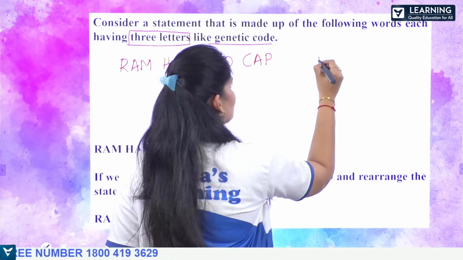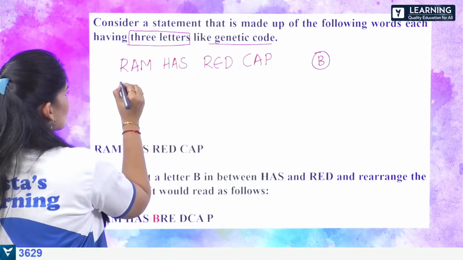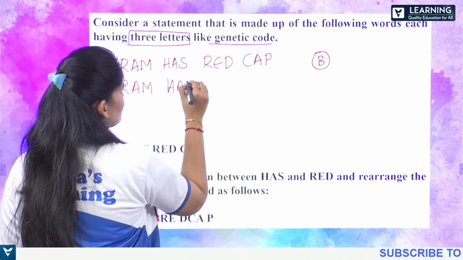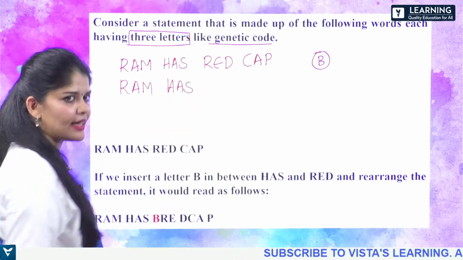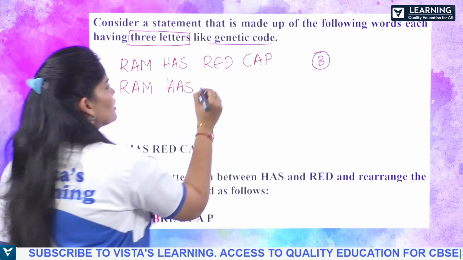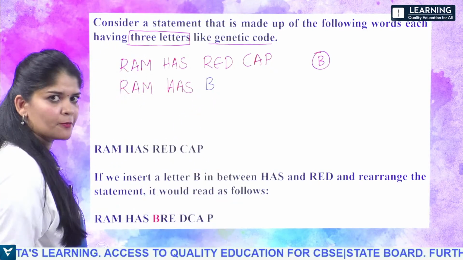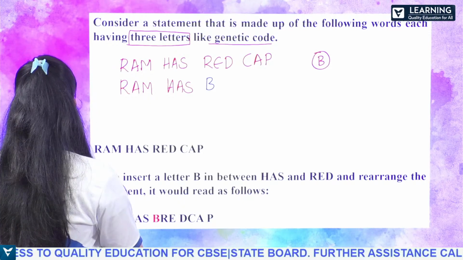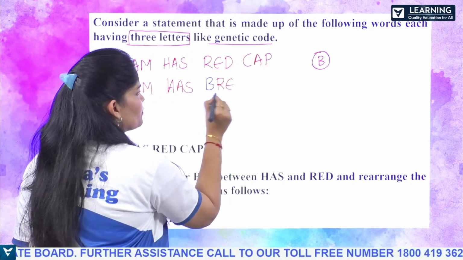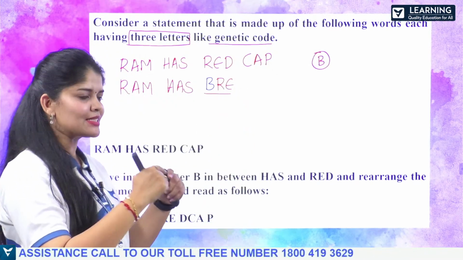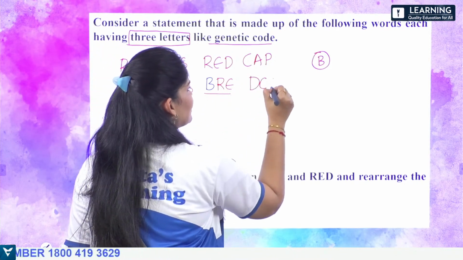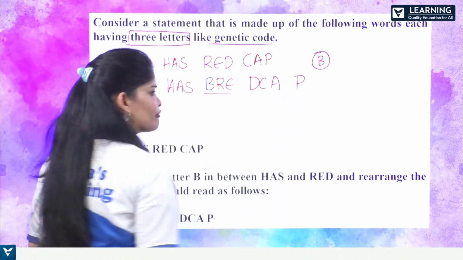Here, we'll insert B. Ram has, and after has and before red, we insert the letter B. So the next letter R, E. Because it is a triplet, we are giving the letter D to another codon, which goes like D, C, A. Let this letter be free.